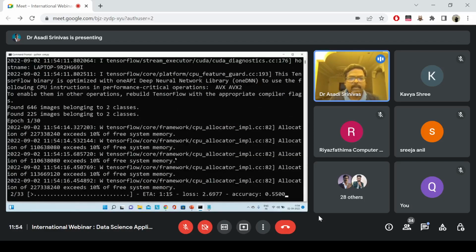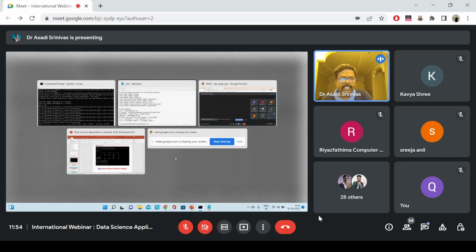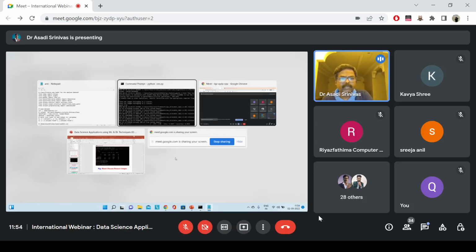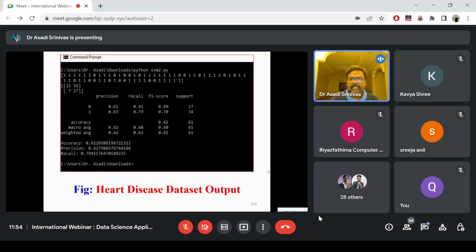Any doubt, please ask me now. Like this, I'm going to demonstrate a few more very interesting applications. The program is running now, and it takes time. Meanwhile, I'm going to demonstrate a few more theory concepts. It is still running the application. It takes time because of the huge volume of data.